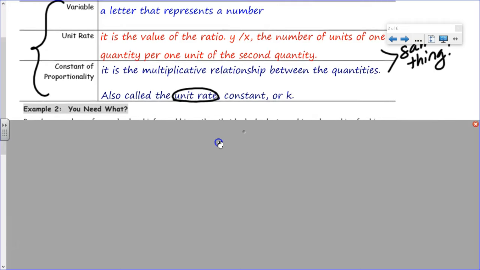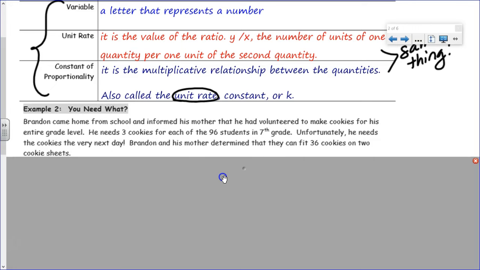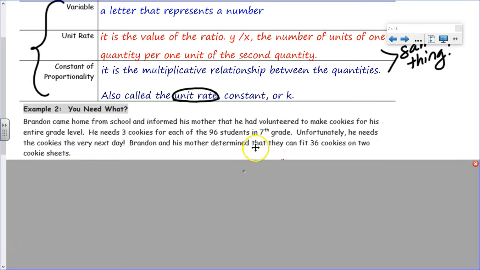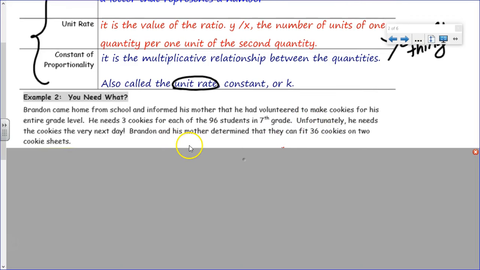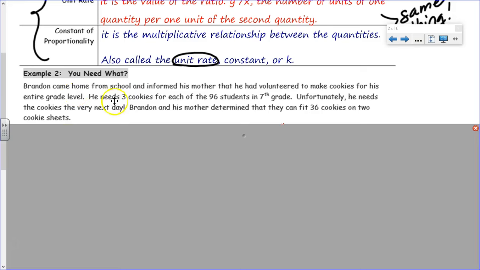Okay, example 2. So Brandon came home from school and informed his mom that he had volunteered to make cookies for his entire grade level. I'm sure you've never done anything like this. You've never gone home and said, hey, Mom and Dad, this thing is due tomorrow and we have to do it right now, even though maybe you knew about it before. Well, this is the situation Brandon is in. He needs all these cookies tomorrow. He needs 3 cookies for each of the 96 students in the 7th grade.